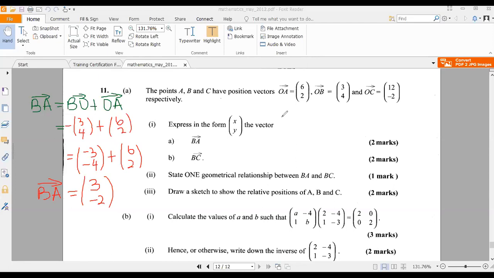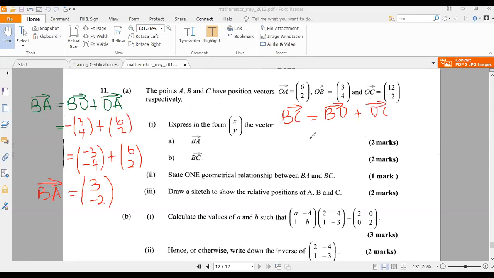So we're going to find BC now. So if we want to find BC, we say B to C would have been from B to O, plus O to C. Then we have this one going this way and this going that way, all right?